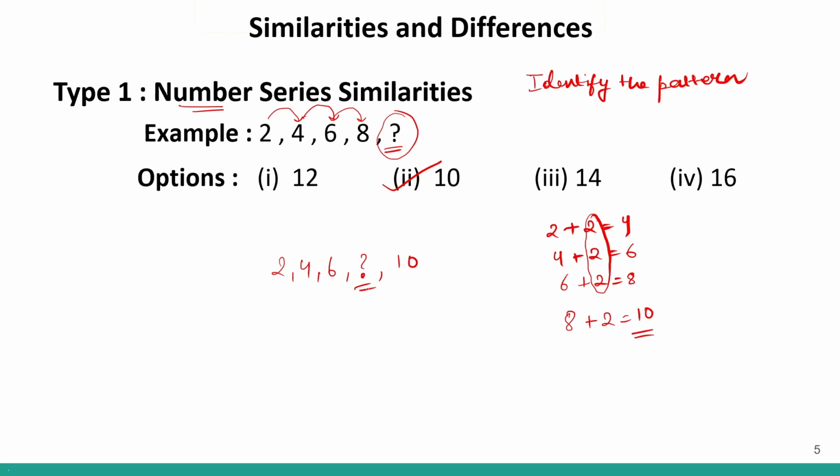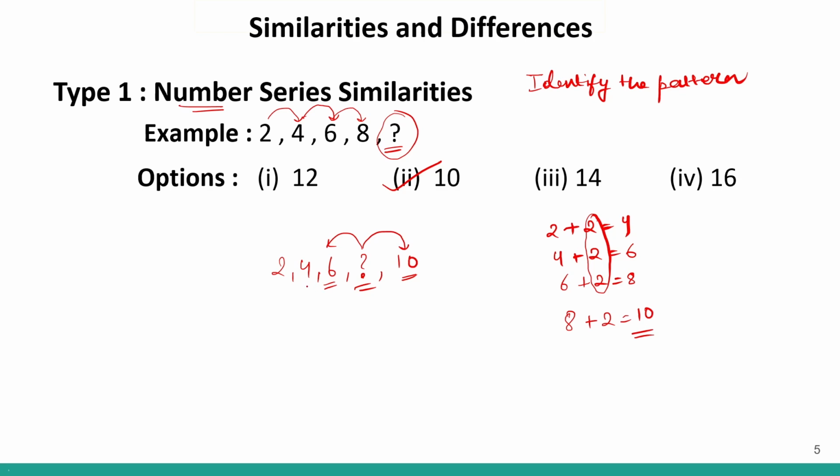We can get a missing element in the middle of the series. Then in that case, we'll do the same thing. We'll identify the logic and then make sure that this missing element follows the logic with the next number as well as the previous number. So this is how we solve number series similarities.